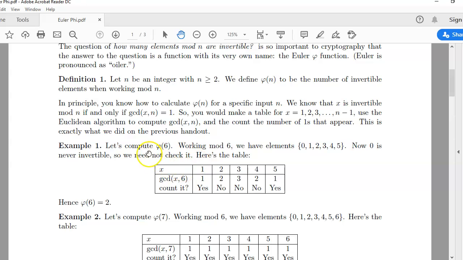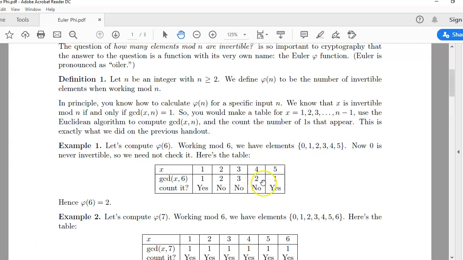So for example 1 here, let's compute phi of 6, okay? That's the question of how many units do we have when we work mod 6. So if you work mod 6, you have elements 0, 1, 2, 3, 4, 5. Okay? Now, 0 is never going to be invertible, so I never bother to check it. And so what you really do is you check 1, 2, 3, 4, 5. You check the GCD of each one of those against 6, right? So 1 is 1, 2 is 2, 3 is 3, 4 is 2, right? The GCD of 4 and 6 is 2.